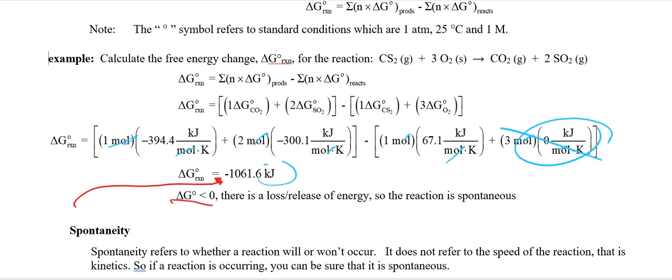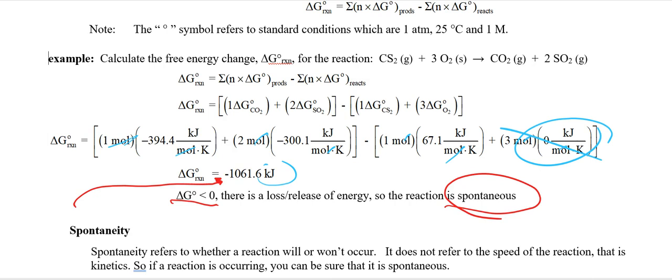So basically, when delta G is less than 0, when there's a loss, when it's negative, we're going to say that the reaction's spontaneous. Spontaneous here doesn't refer to how fast it happens, just that it will happen. Kinetics talks about how fast. This is thermodynamics. So when we say spontaneous, don't think it's fast, like being spontaneous yourself. It just refers to whether it will happen or not.